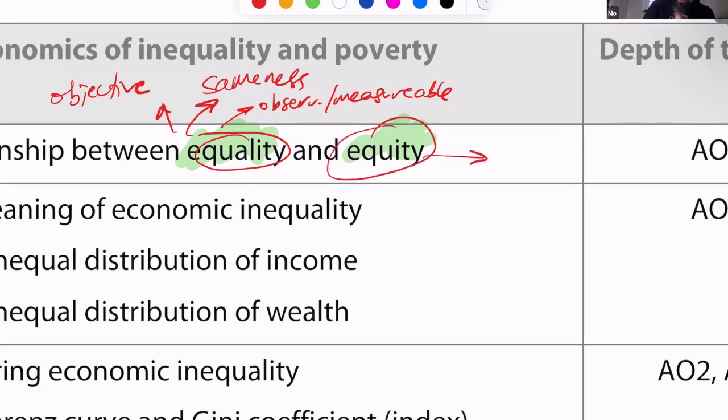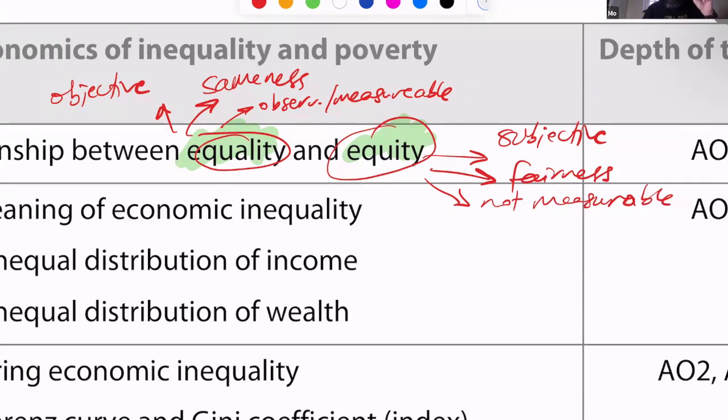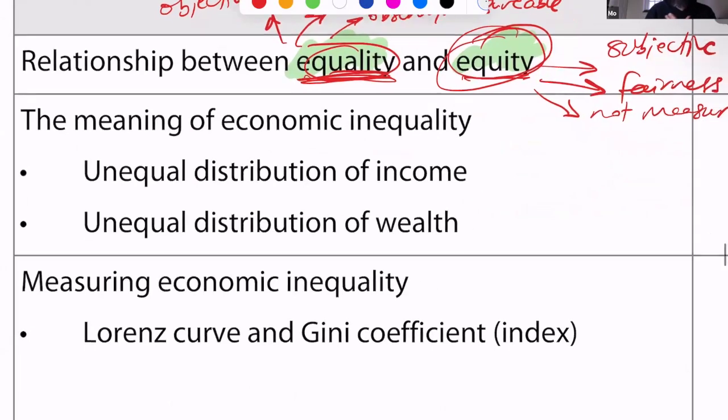Equity, on the other hand, is a subjective concept. It is more concerned with fairness, and therefore it is not measurable, not quantifiable. Okay? So even though the goal is to have more equity in the distribution of income, a fairer distribution of income, we can't measure that. So the only thing we can measure is equality, how much inequality exists, and then people will disagree on whether that's fair or not. Okay? So what are the types of economic inequality?